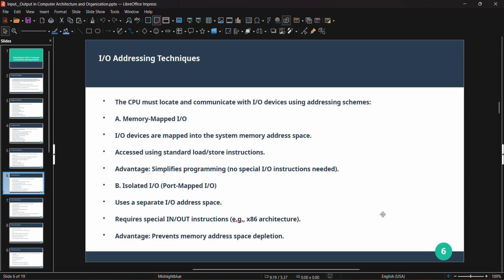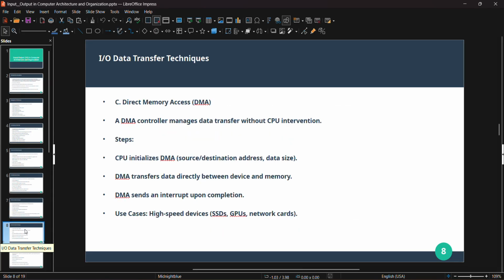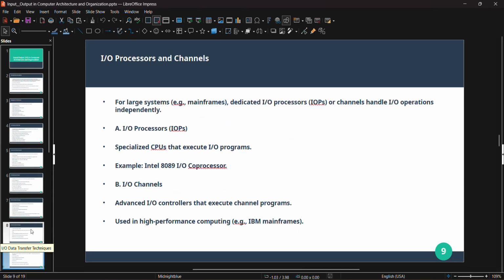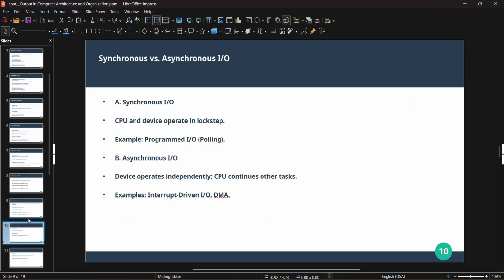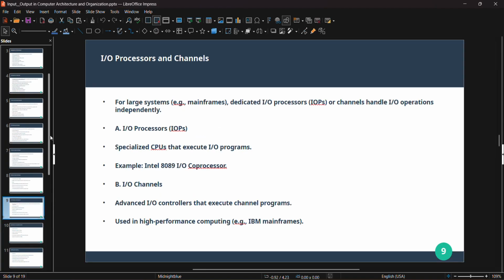Now let's move on to processors and channels. For large systems, there are dedicated input output processors to handle the operations independently, right? So we have the input output processors, and then the input output channels. Let's differentiate between these two.